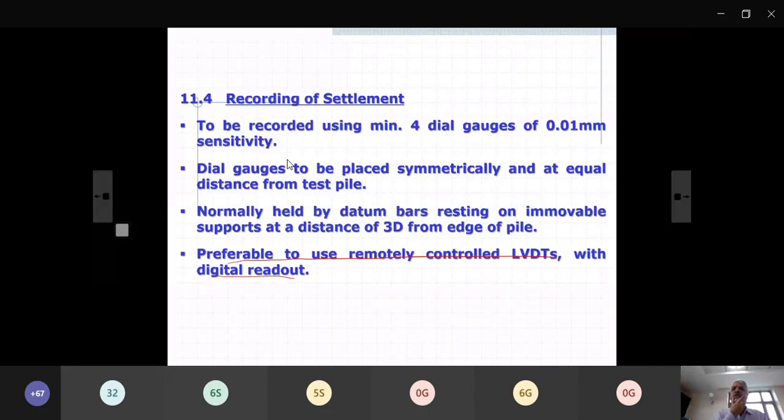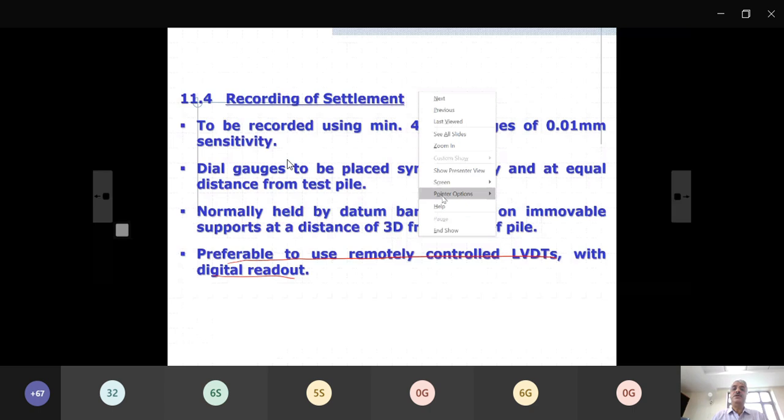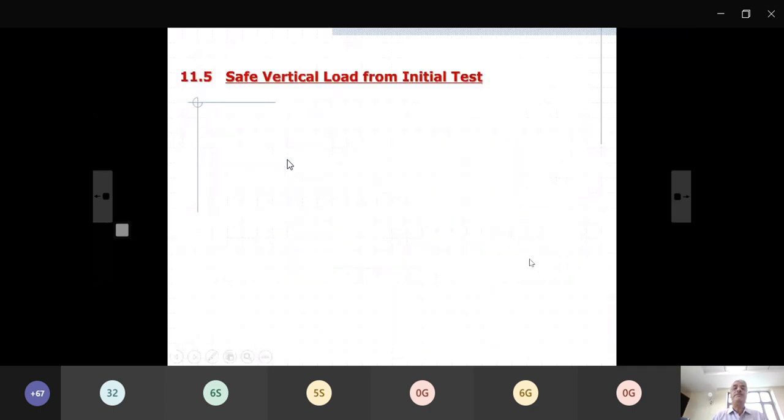Here, you would have seen in the lab also, for many tests now, most of the tests have LVDTs, and there you don't keep on seeing those readings. Those readings are captured and displayed on a processor and on a computer in front of you. This is what happens. So you have the load, the settlement.